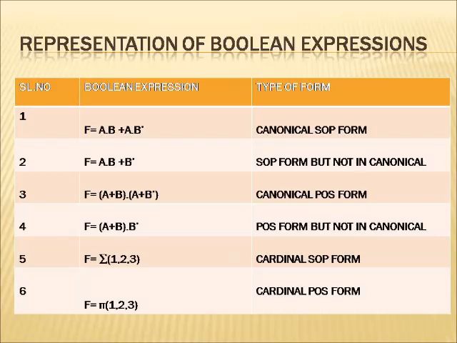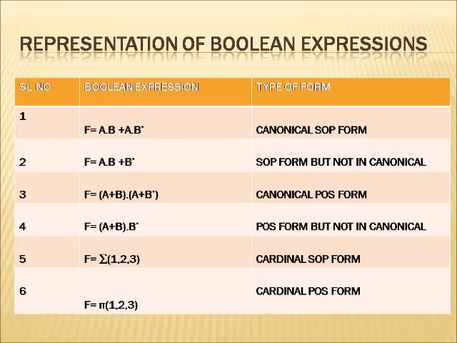Now the third expression is in POS form, that is the product of sum form, and there are two sum terms in the third example, that is a plus b and a plus b bar. All the Boolean values are there in both terms: in a plus b, both a and b are there, and in a plus b bar, both a and b are again there. So we can say it is in canonical POS form.